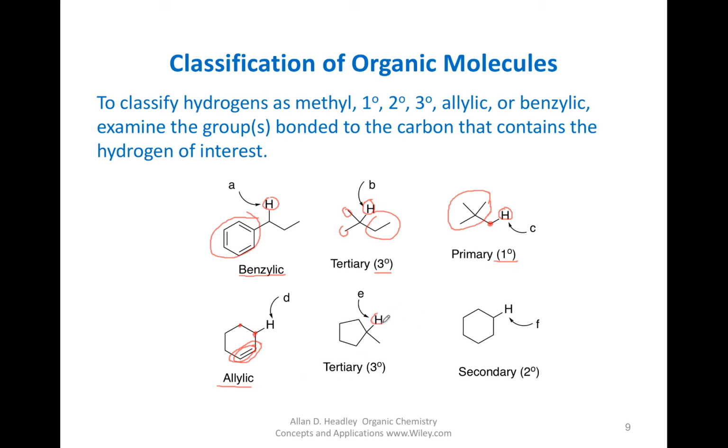Here is a hydrogen that's bonded to a carbon that has 1, 2, and 3 groups, so therefore tertiary. And as you can see here, this hydrogen is bonded to this carbon, which is bonded to 1 and 2 other carbons, so therefore secondary. Notice the difference between this and this molecule. So this hydrogen here is allylic, and this hydrogen here is secondary.